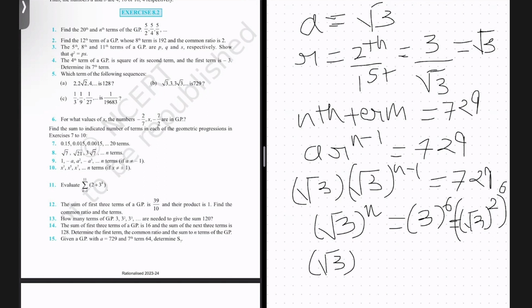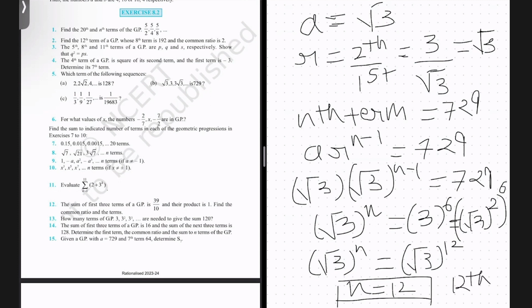So what we now have is root 3 raised to the power n, and here you see that powers raised to the power are going to get multiplied. So on the RHS, what you are left with is root 3 raised to the power 12. Now, as both the bases are the same, you can compare the powers. So you have n equal to 12, and that is going to be the 12th term of your sequence. Correct? Now, moving on to the last part of this exercise.